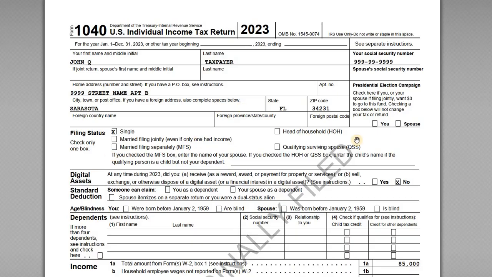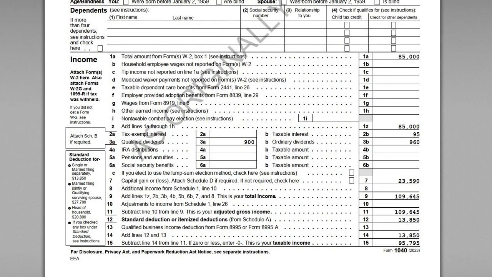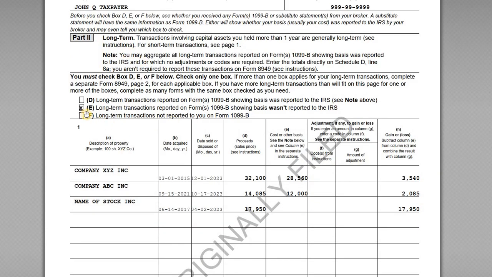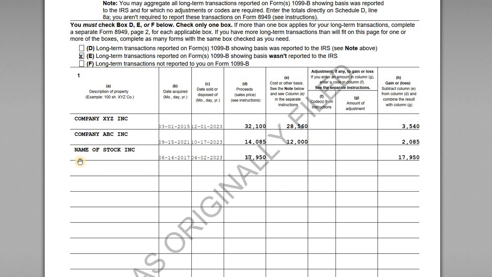So if we have a look at the original return as it was filed, if we go down to the 8949 here, we've got long-term transactions, and we're marking box E for items where basis wasn't reported to the IRS. We can see the transaction down here, Name of Stock Inc., bought in 2017, sold in 2023. There are the sales proceeds, but notice how the cost basis is totally blank. And so all of this is being reported as a long-term capital gain. So this is what John needs to fix on his amended return.